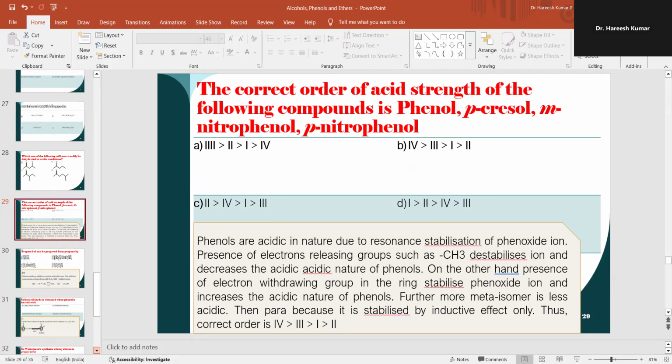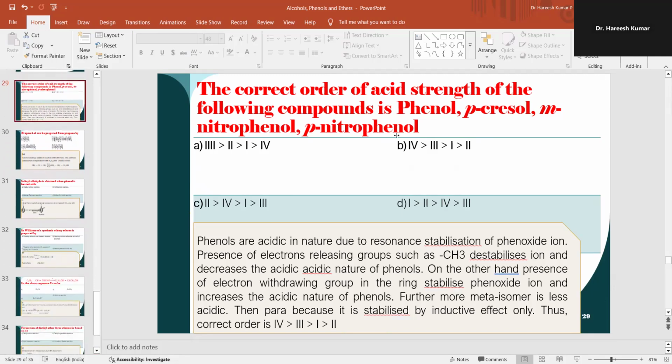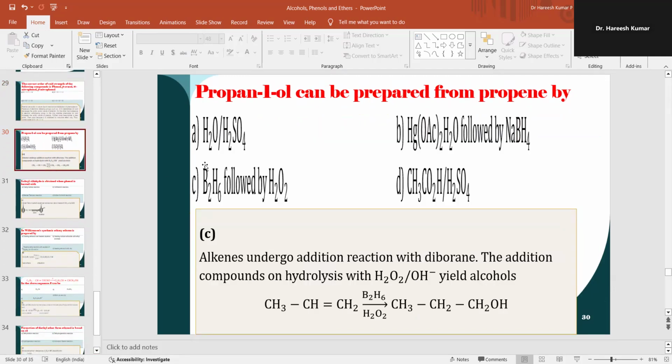Let's take one more question. Propan-1-ol, that is nothing but n-propanol, can be prepared from propene. That means here the double bond in propene is converted into alcohol. That is possible with oxymercuration followed by reduction. This method is called oxymercuration. Option B will be the correct one.